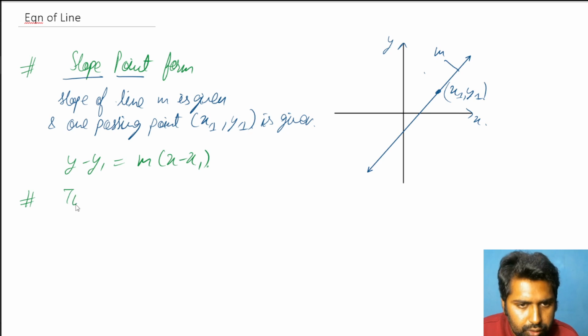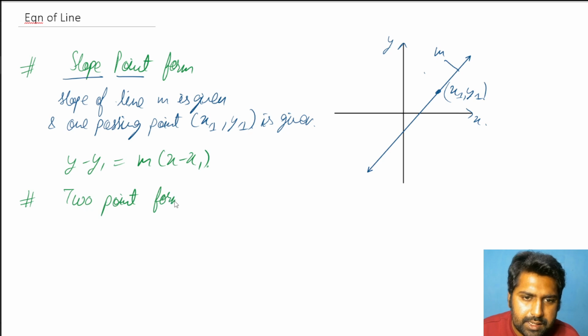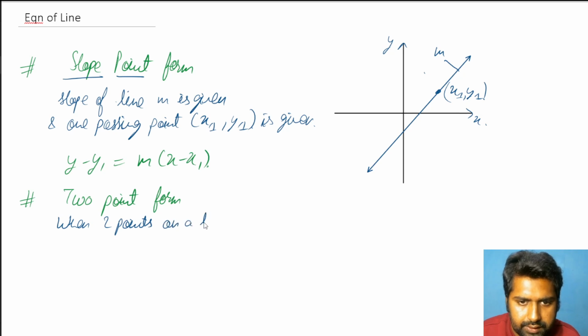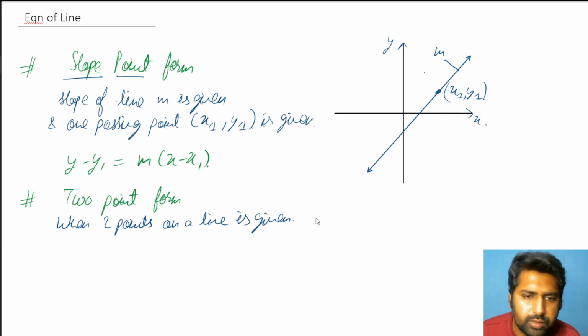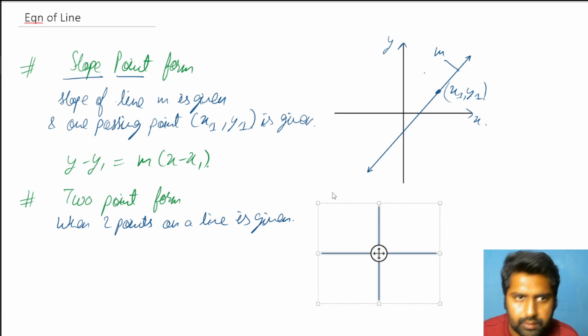Next is two-point form. Now there's a slightly long formula for this, but I will convert this into a slope point form, so you don't have to learn this separately. This is first of all used when two points of a line are given. So two points are given and you need to get the equation of line.